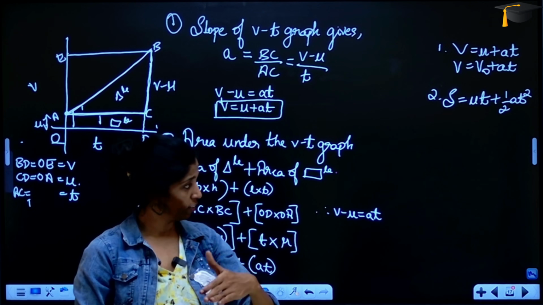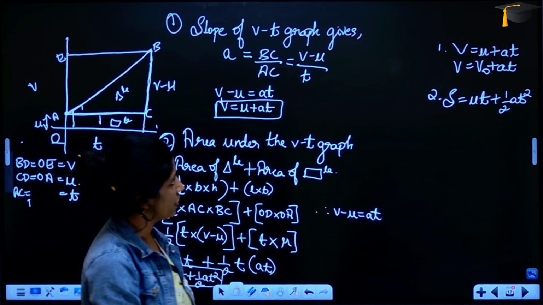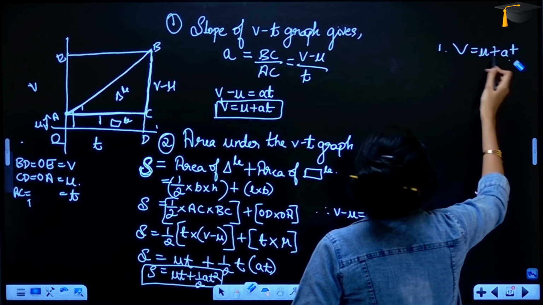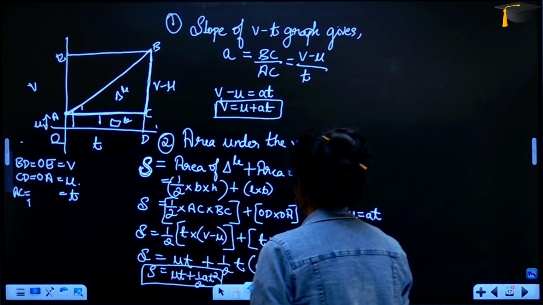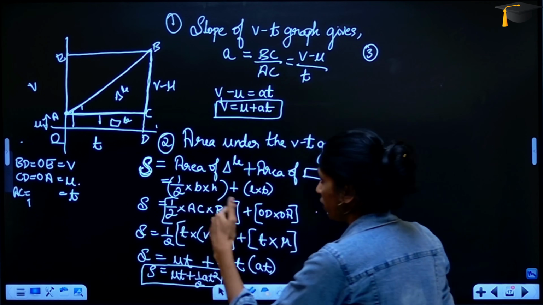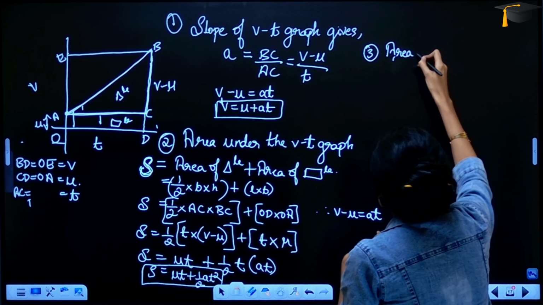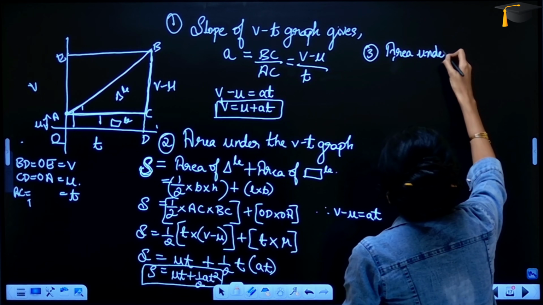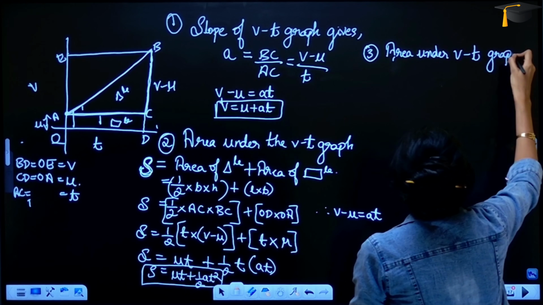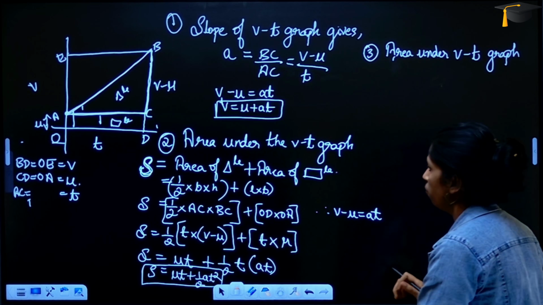Okay, I hope you understood this. Now, moving to the third derivation. Again, this is one of the easiest derivations. I'll just erase this so that I can finish it over here itself. For the third derivation, we need the area under the graph. Area under the velocity time graph.